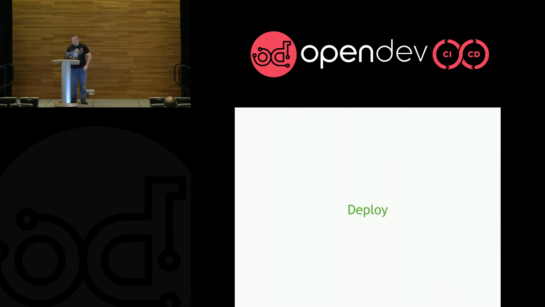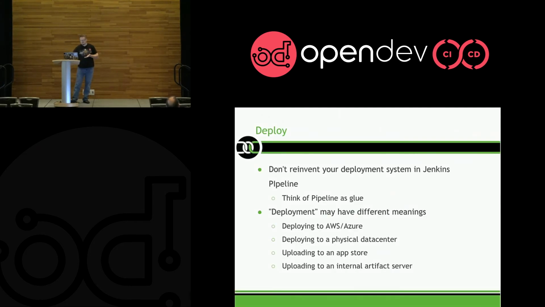And finally, deploy. Assuming that the application is built correctly and your Docker hasn't blown up on you for no reason whatsoever, all the tests have passed. Great, now we're ready to deploy. Again, don't reinvent your system for this. Pipeline is glue, so deployment may have many different meanings, and it's really organization specific. It could be deploying to AWS or Azure. It could be a physical data center. It could be an app store, or even just an internal artifact server.